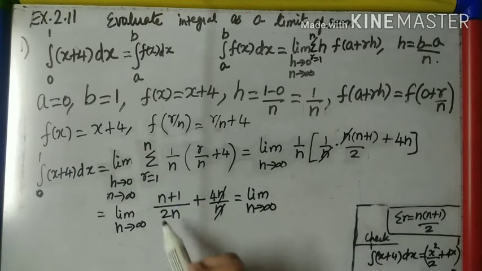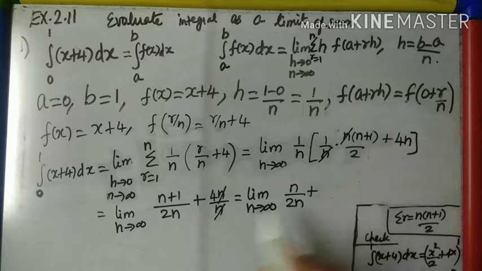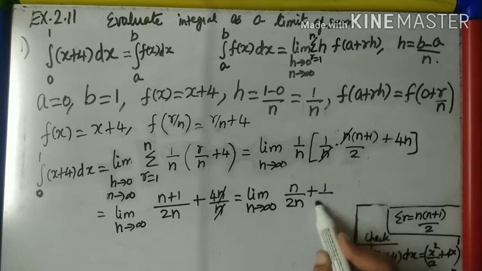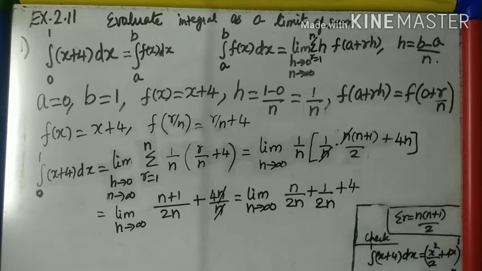This also I can split further. First term by denominator, that is n by 2n. Second term by denominator, that is 1 by 2n. And third term is 4. This n also cancels. And this will become 0. Why? Limit n tends to infinity. Where is n coming? In the denominator. When the denominator is infinity, my answer will be 0.